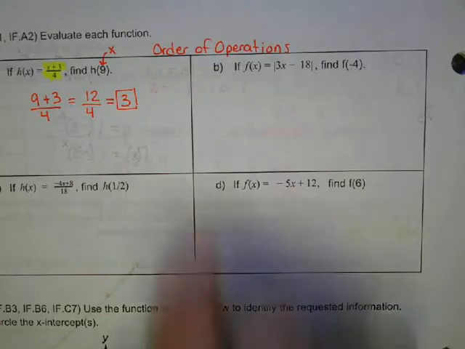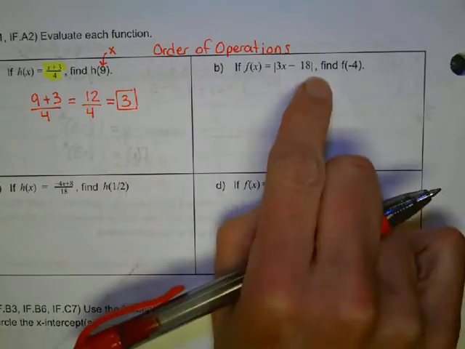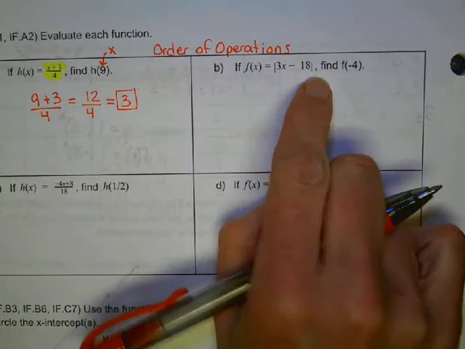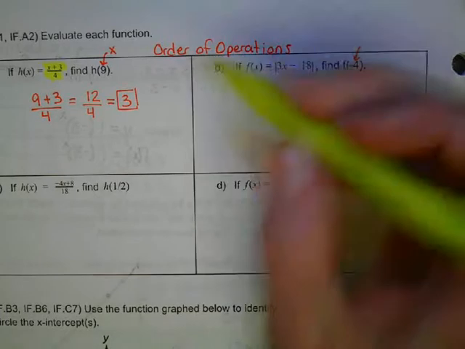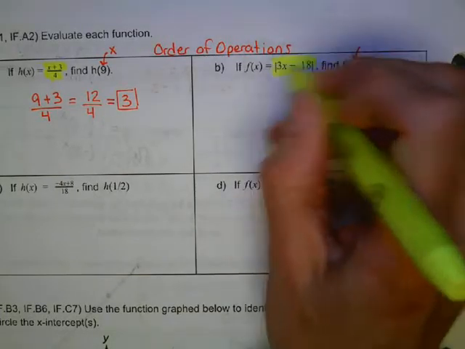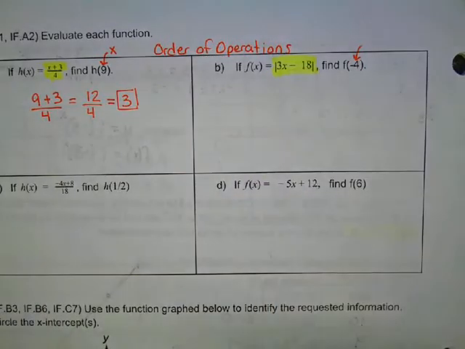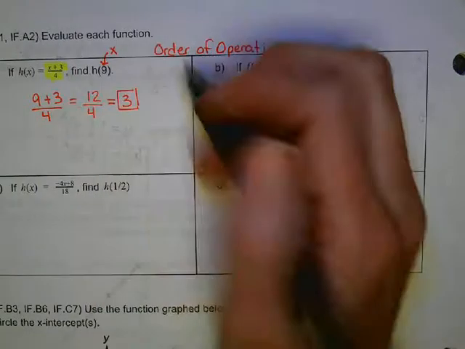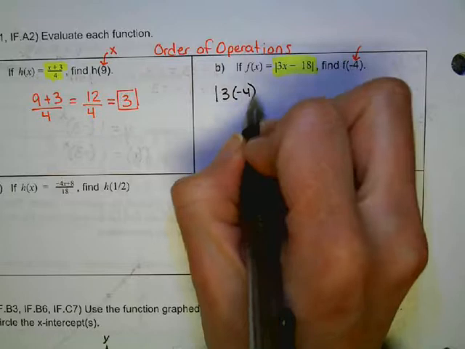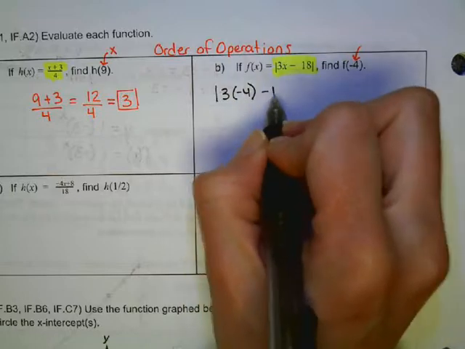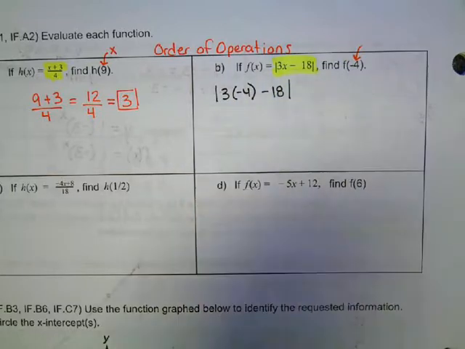This is a common one people struggle with. There's those lines. Those lines mean absolute value. Again, they tell us x equals -4. So in this problem over here on the right, we're going to replace the x with -4. So 3 times -4, then bring down -18 in your absolute value sign.